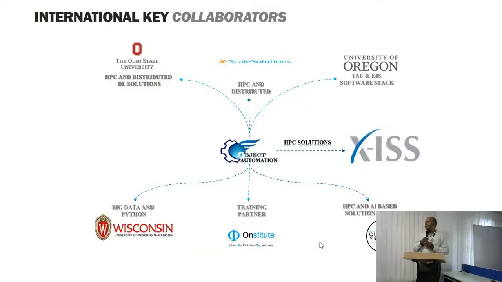These are our international key collaborators. You may know these famous universities in America: the Ohio State University, the University of Oregon, the University of Wisconsin. These are very famous universities where we are tied up for specific purposes. For example, with Ohio State University, we are tied up for HPC and distributed deep learning solutions. With the University of Wisconsin, we are tied up for Big Data and Python. With respect to the University of Oregon, there is a Fortran software stack, and some SQL solutions. For that purpose, we are tied up with the University of Oregon.